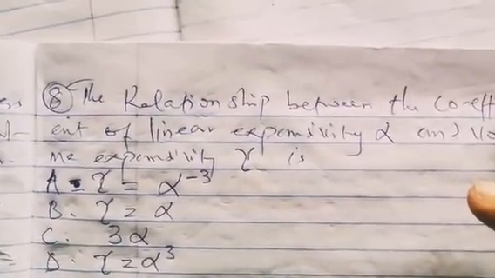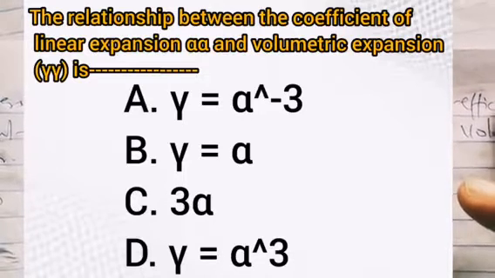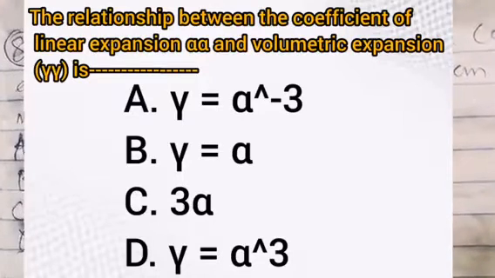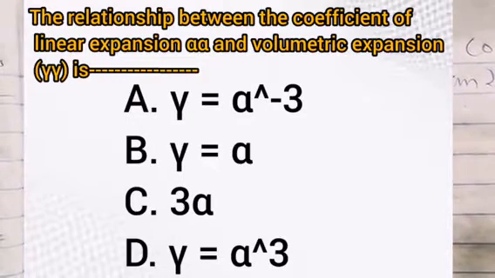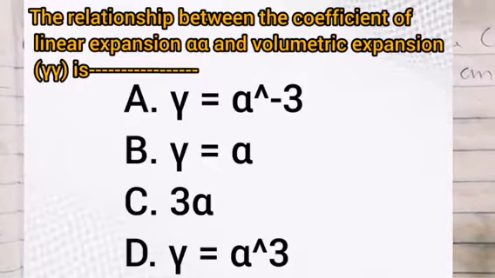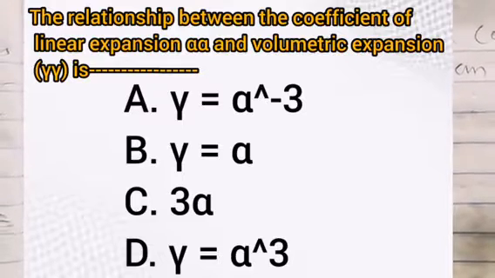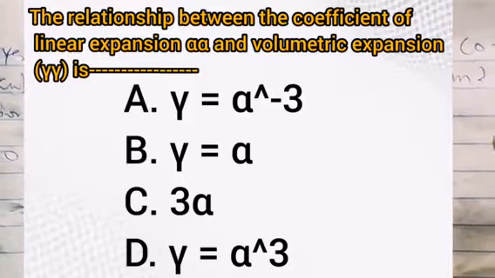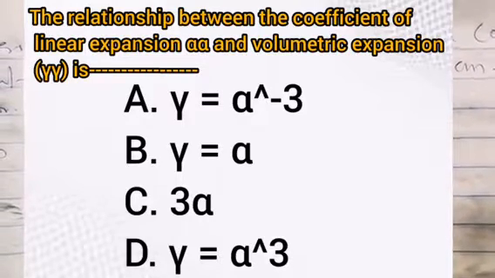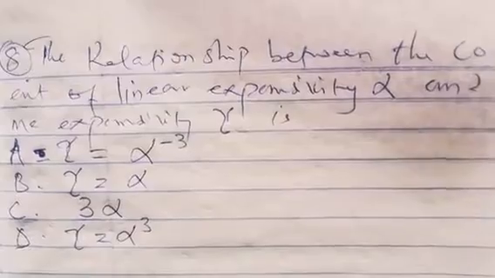Question 8 says the relationship between the linear expansivity alpha and volume expansivity gamma is. Option A says gamma, which is volume expansivity, is alpha, which is linear expansivity, raised to the power minus 3. Option B says gamma is equal to linear expansivity. Option C says the volume expansivity is 3 times linear expansivity. Option D says the volume expansivity is equal to the linear expansivity to the power of 3. Okay, so this is a trick.